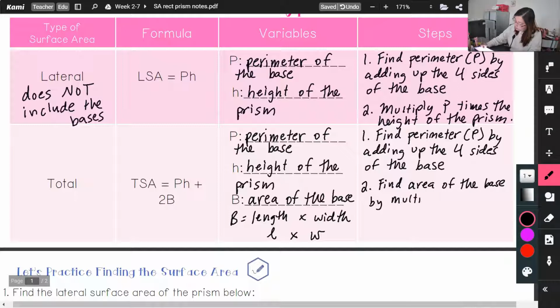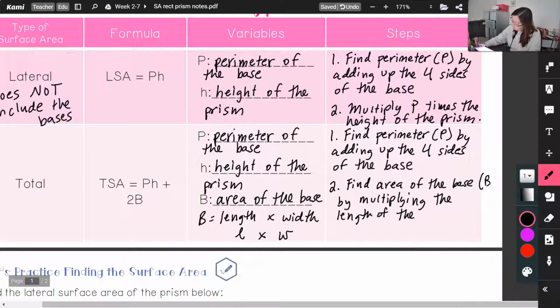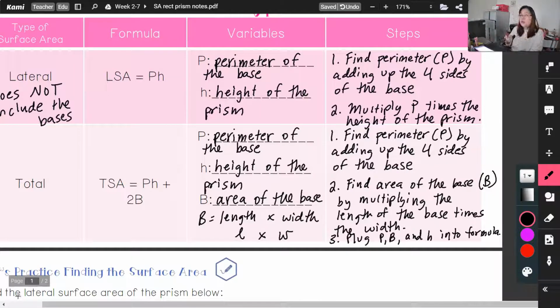By multiplying the length of the base. Oh, I forgot to label this. Length of the base times the width. Finally, step 3, plug P, B, and H into the formula. So you're going to find all these letters that you're missing and then plug them into the formula and solve.